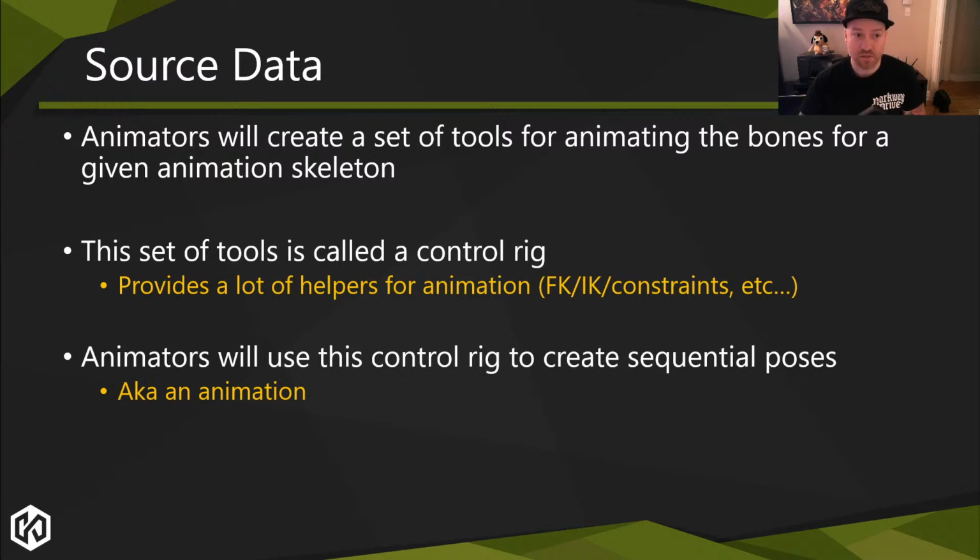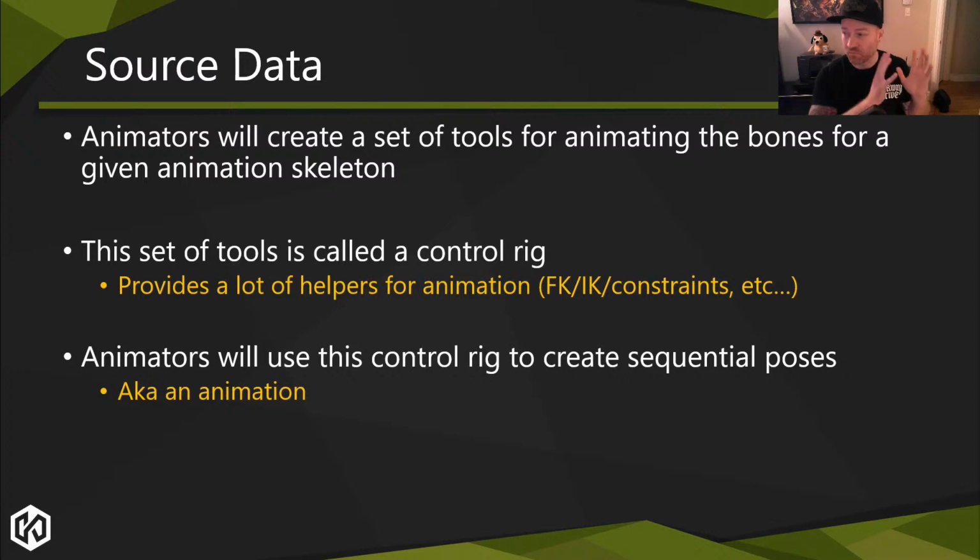Okay, so coming back to the animation stuff, I touched on this earlier. Basically, an animator will take that set of core bones, that animation skeleton, and they will build a set of tools on top of that set of bones called a control rig. That's basically just helpers saying, oh, if I move this bone and I'm in IK mode, I need you to solve the rest of the chain or whatever.